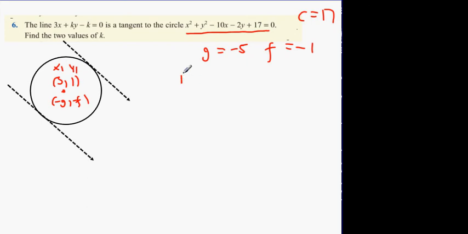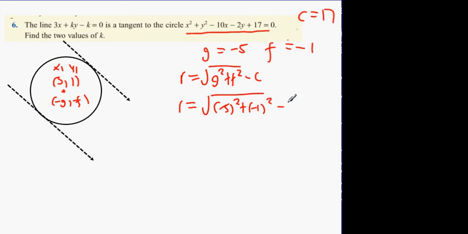I can find the radius using g squared plus f squared minus c. Radius therefore will equal minus 5 squared plus minus 1 squared minus 17. 26 minus 17? Square root of 9. Radius is 3. We know that the distance from here to here is 3.